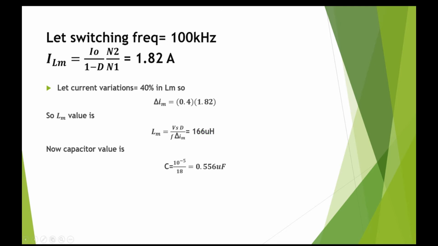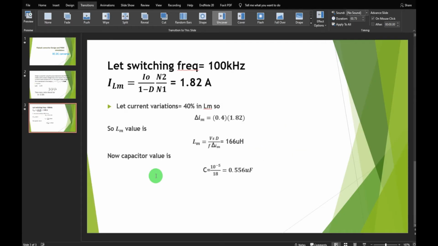Now for the capacitor value, I'm using the formula C is equal to 10 raised to the power minus 5 divided by R, and that is equal to 0.556 microfarad. Now all this is done, let's go to the PSIM software and carry out our simulation.